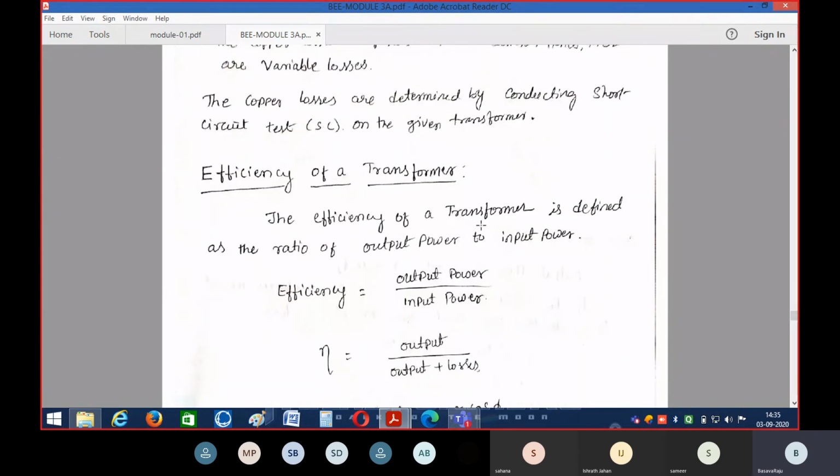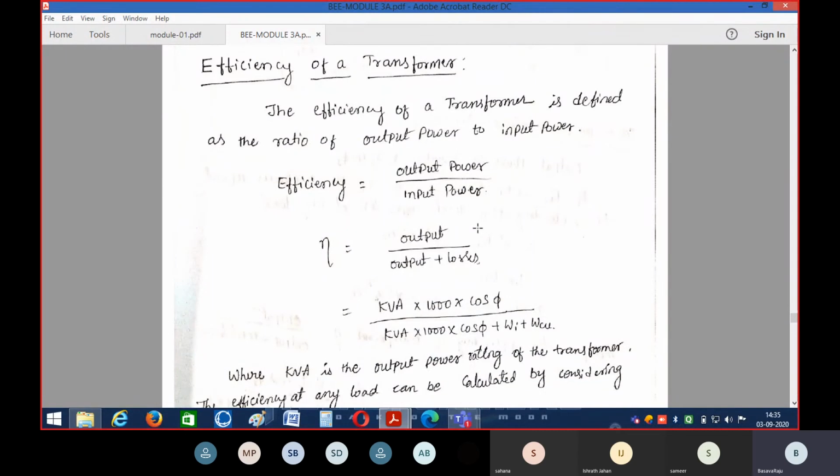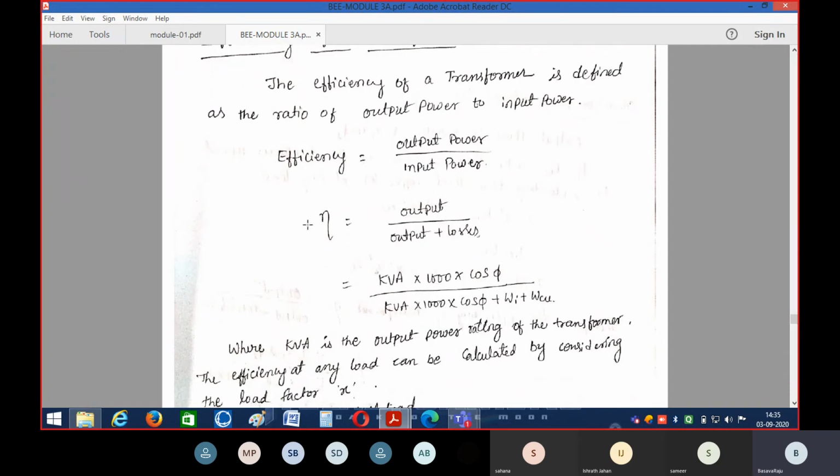Next, the efficiency of the transformer. What is meant by efficiency? The efficiency is nothing but a parameter which calculates the performance of the transformer. The efficiency of the transformer is defined as the ratio of output power to the input power. Output power we calculate across the secondary winding. Input power we calculate across the primary winding. The ratio of output power to the input power gives you the efficiency, and efficiency is denoted with the symbol eta.